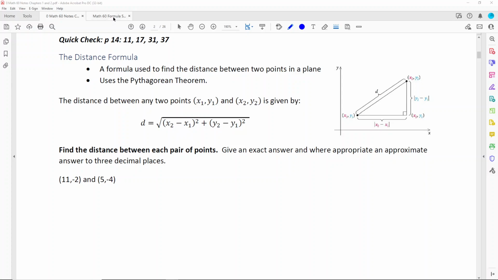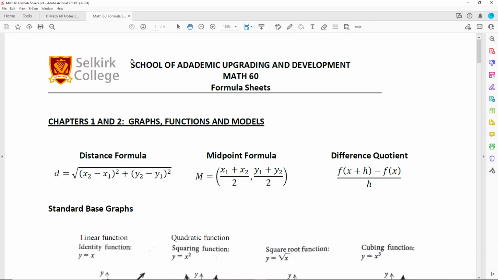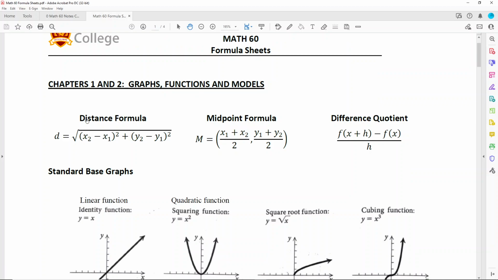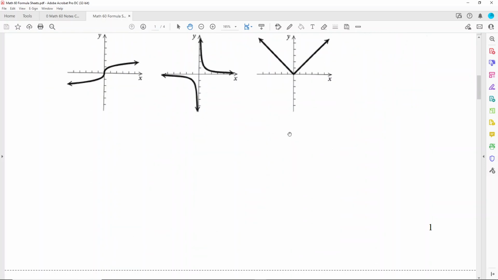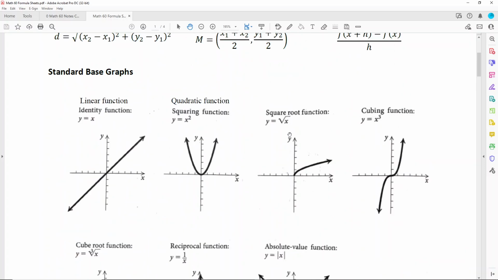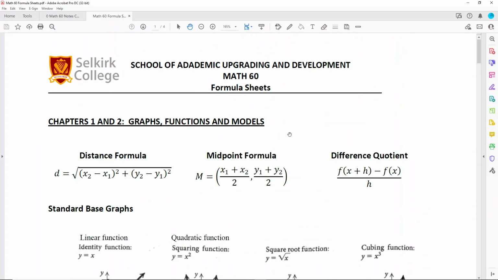So in your course package and on the Moodle site, there's a file that you can click and it brings up this. These are things that, if you were writing tests in person, I don't expect you to have memorized. And it's totally legit to have this with you when you're writing quizzes or tests. For chapters 1 and 2, I've given you the distance formula, the midpoint formula, the difference quotient, and some base graphs. Then it goes chapter 3, some stuff, chapter 5, some stuff, and so on. This is really handy to have with you when you're working through the course.